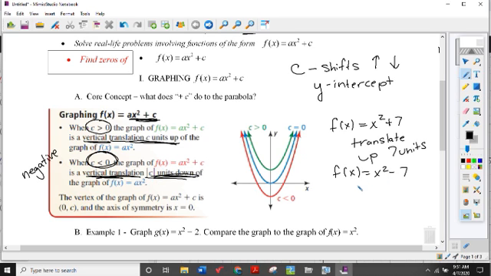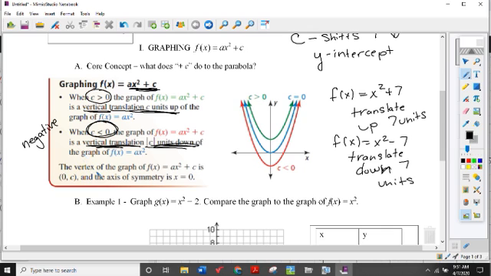So x squared minus 7 means this would translate down 7 units. Now in this particular graph, our vertex isn't 0, 0 anymore, it's 0, c. So the vertex here would be 0, negative 7. The vertex on this one would be 0, 7, and our axis of symmetry is still x equals 0.